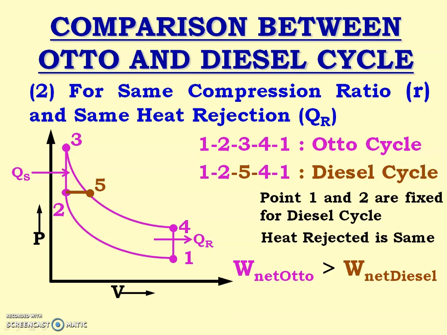Now you look at this. In which case is the work done more? 1, 2, 3, 4, 1 or 1, 2, 5, 4, 1? Right. Net work for the Otto cycle is greater than the net work for the diesel cycle. And due to that, efficiency of the Otto cycle is more than the efficiency of the diesel cycle. For which case? Same compression ratio and same heat rejection.